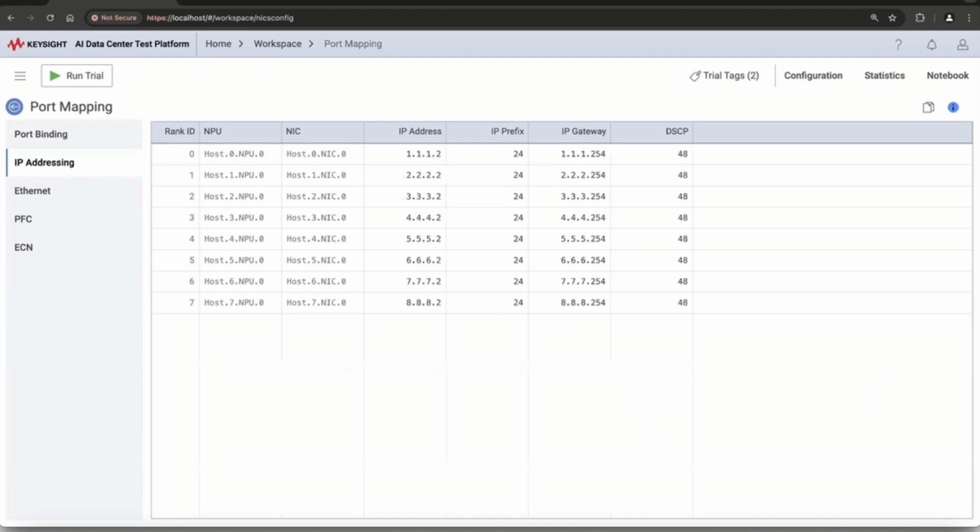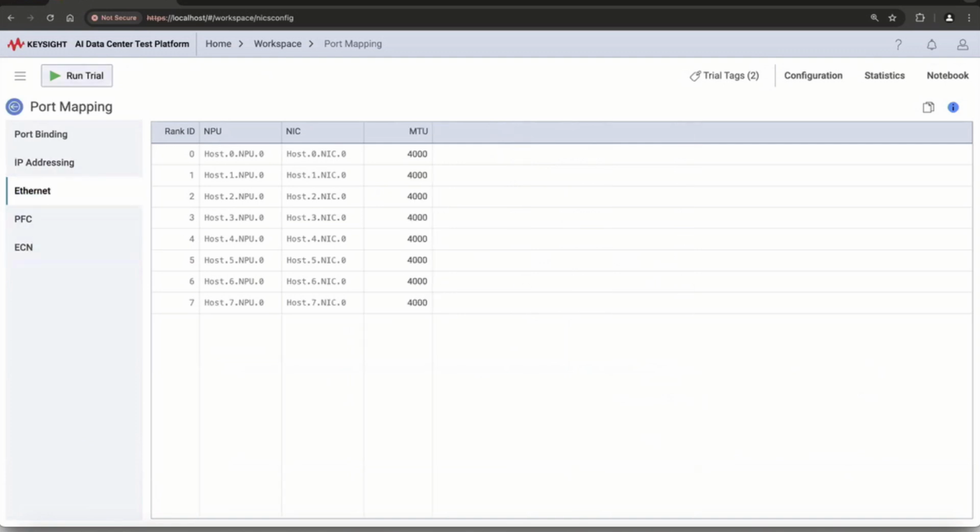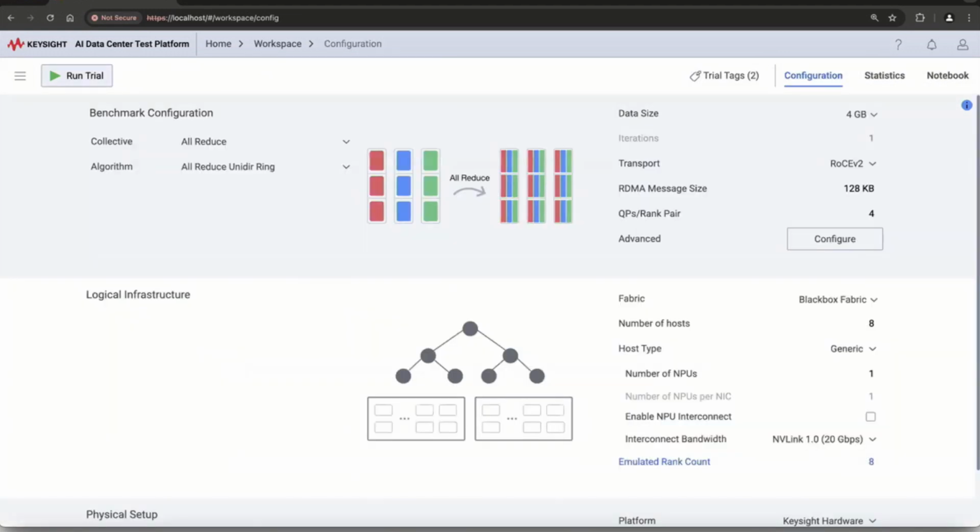We have full information that you need to provide for the network aspect, IP addresses, gateways, and so on, and many more Ethernet properties and congestion properties. Once I've configured everything, I can just run the trial. We're going to skip that right now, and we're going to go directly to the statistics that we obtain.